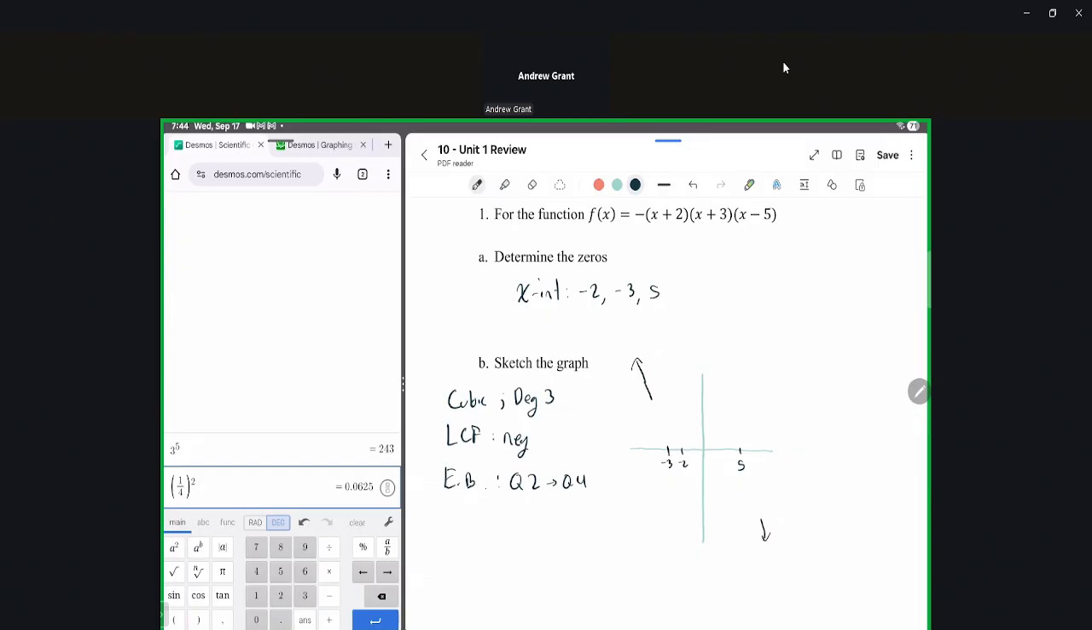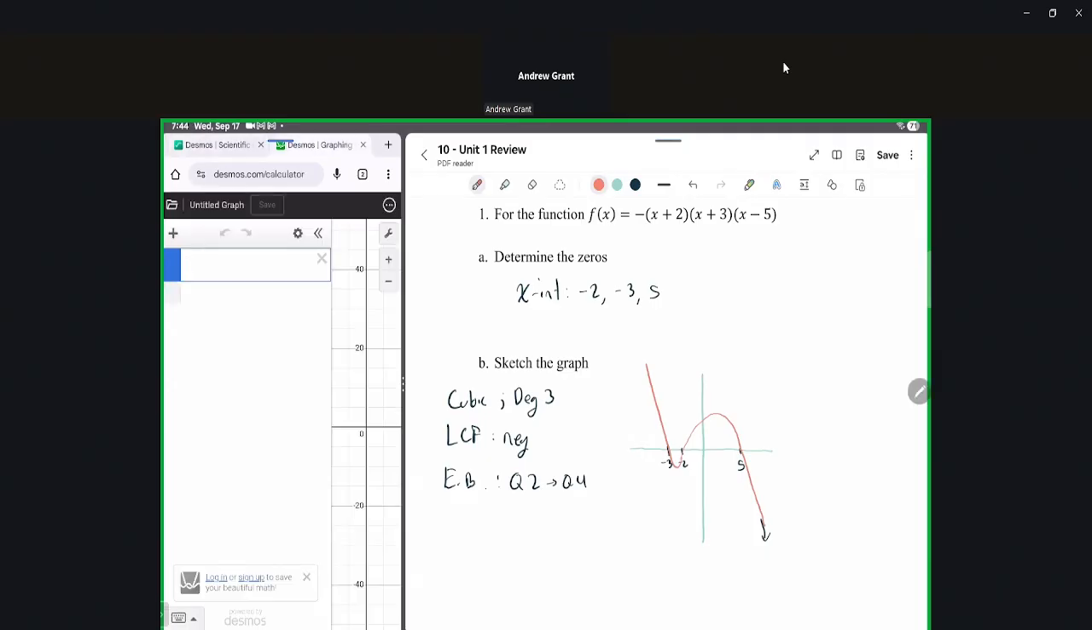So that means we must pass through the -3. Let's put this in red. That means we must pass through the -3, come up through the -2, and then pass down through 5 and continue on. Now, if you wanted to be a bit more precise, you could sketch the y-intercept as well, which could help as well.